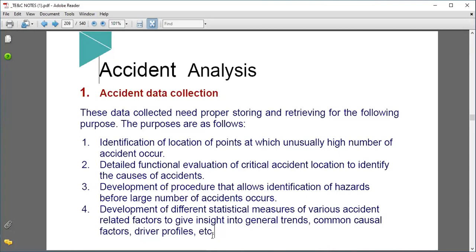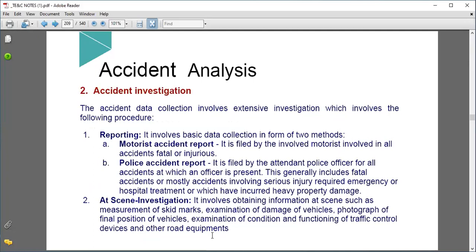Now we'll move towards the next slide, that is the accident investigation. So how to do this accident investigation? The accident data collection involves an extensive investigation which involves the following procedure. In that, the first one is the reporting. It involves the basic data collection in the form of two methods: one is the motorist accident report and the other is the police accident report.